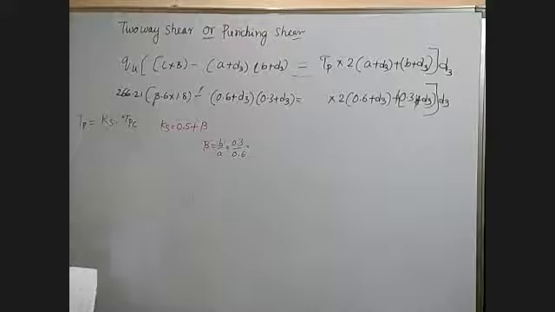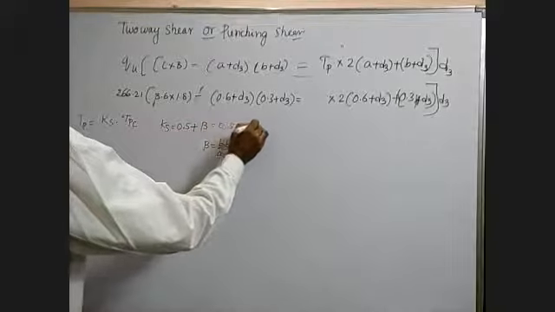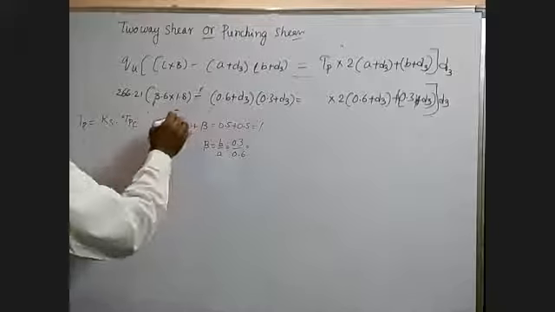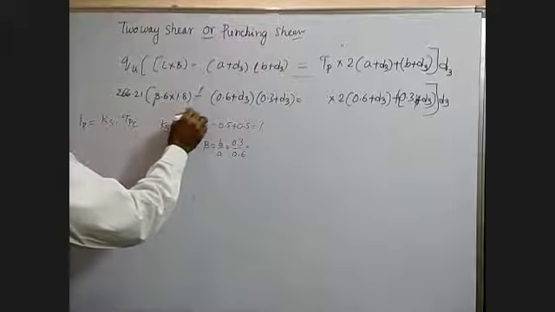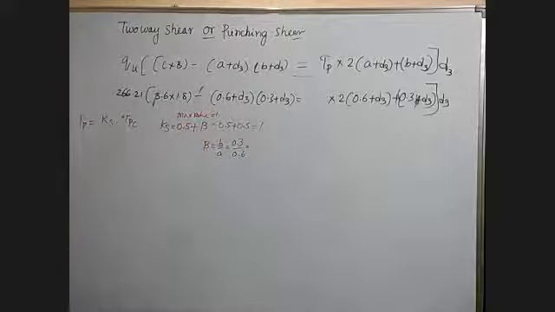So this value is 0.5 plus 0.5, you will get 1. But Ks maximum value is 1 only. Maximum value is 1 only. But here also we got 1.